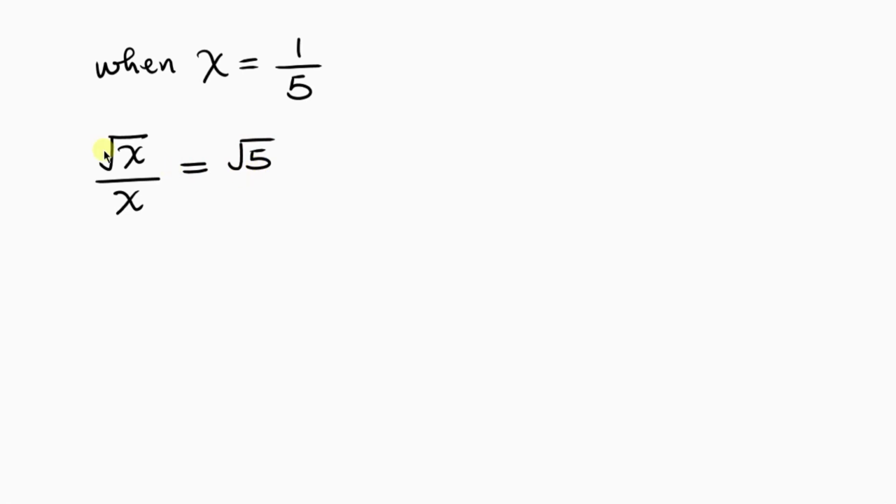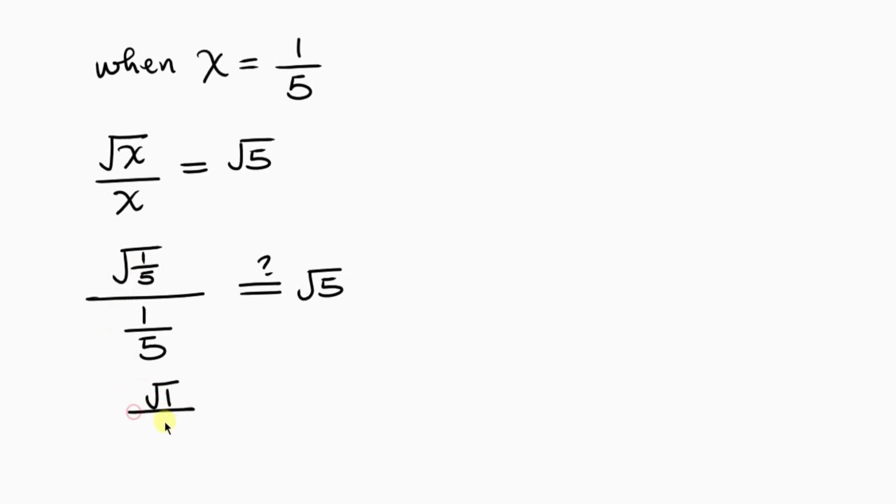So this will be the square root of x, which is 1 all over 5, all over the denominator, which is 1 all over 5. Will this be equal to the square root of 5? Let's try to find out. Now notice that the numerator is the same as the square root of 1 all over the square root of 5, right? Very good. All over the denominator, which is 1 all over 5. Would this be equal to the right hand side, which is the square root of 5?